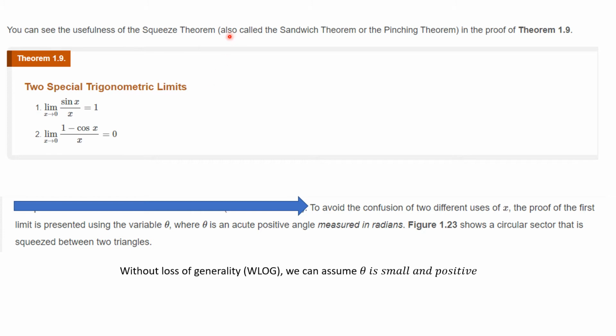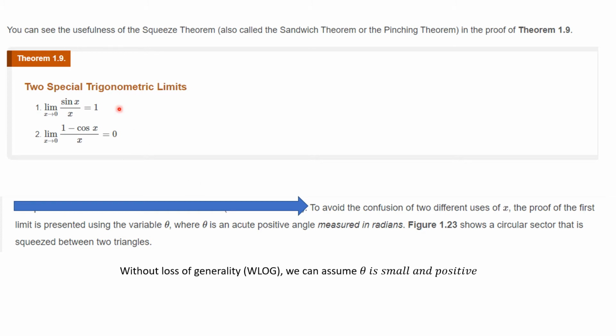We're going to use the squeeze theorem to prove two very special trigonometric limits that we are going to be using as we go forward. So these are quite important. And so we have number 1 and number 2. I'm going to focus on proving number 1 first. It's the most complicated. And then I'm going to give you an algebraic proof of number 2.